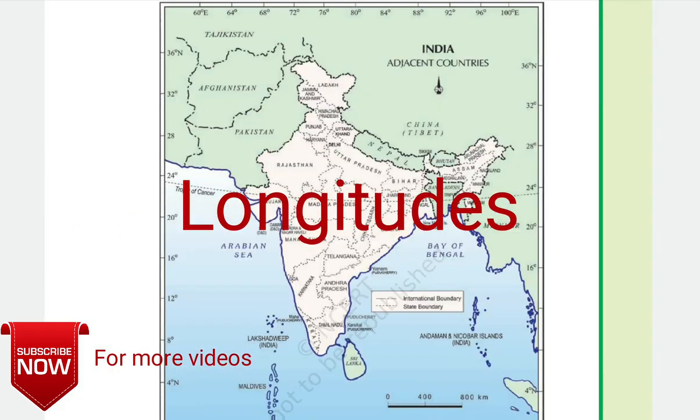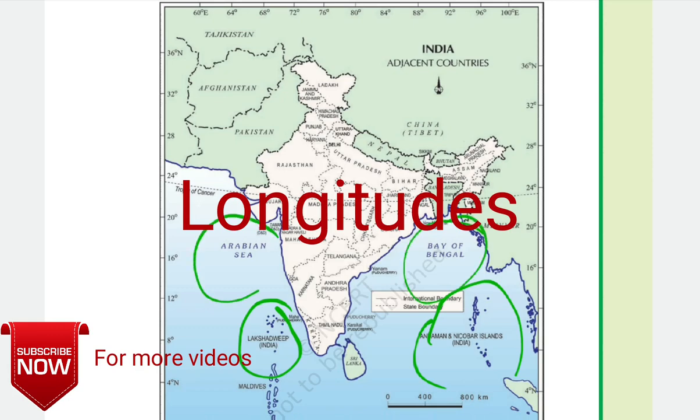To the southeast of the mainland lie the Andaman and Nicobar Islands, and to the southwest of the mainland lie the Lakshadweep Islands. Andaman and Nicobar Islands lie in the Bay of Bengal and Lakshadweep Islands lie in the Arabian Sea respectively.